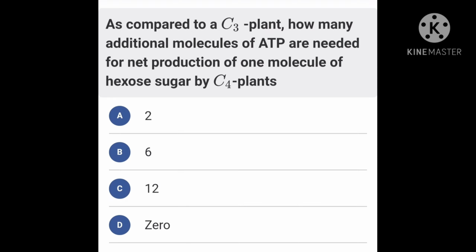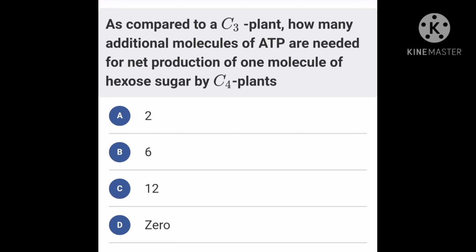Next question. As compared to C3 plants, how many additional molecules of ATP are needed for net production of one molecule of hexose sugar by C4 plants? Option A 2, option B 6, option C 12, option D 0. In C4 plants, every CO2 molecule has to be fixed twice. So these plants need more energy for the synthesis of hexose sugar molecules than C3 plants in which CO2 has to be fixed only once.